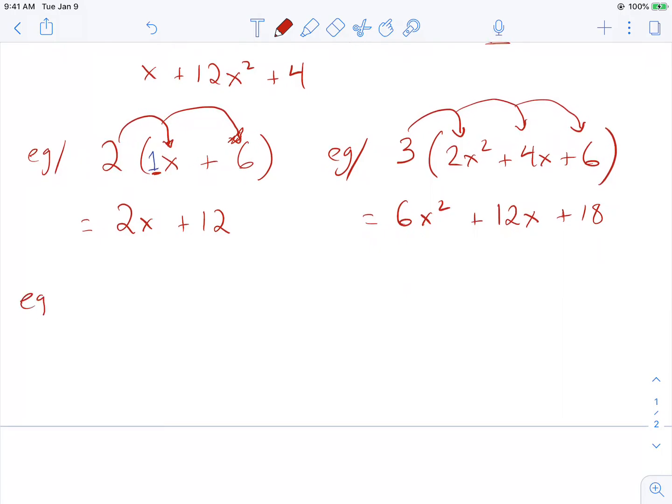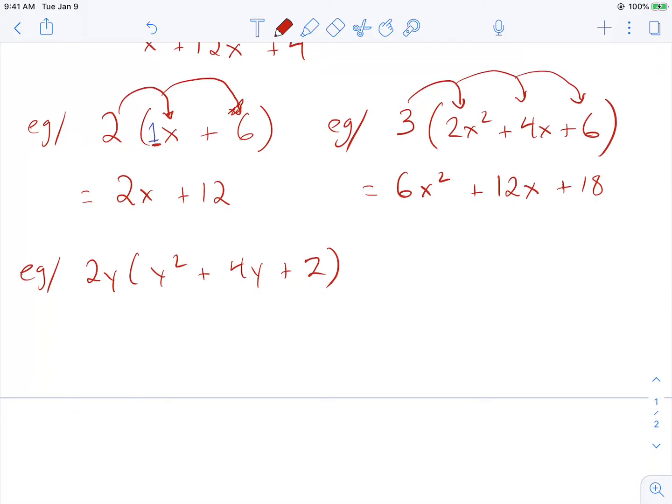So what happens then if we have something like this? Here, what we're going to do is we have our number 2 and our variable y. So what's going to happen is the number is always going to multiply with the number, and the variable is going to multiply with the variable. So I'll show you how that works. So what we have here is we have this 2y being multiplied by y squared.